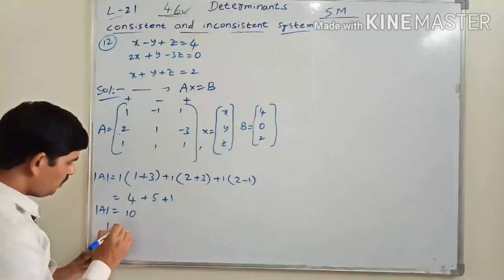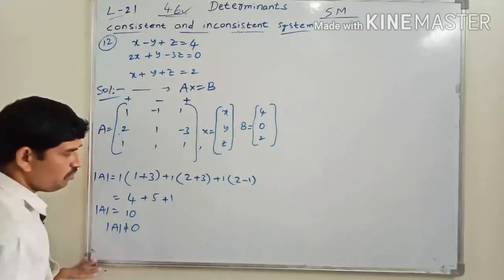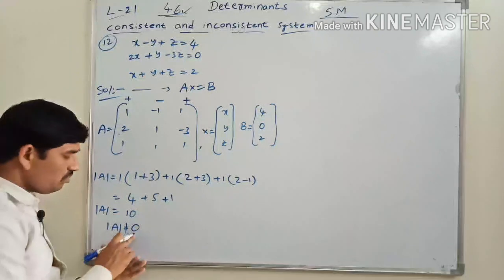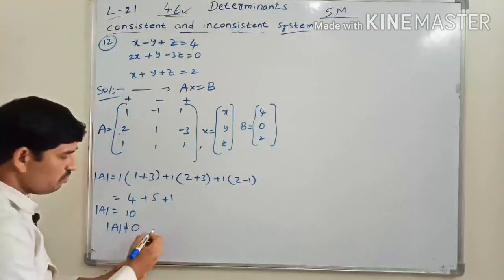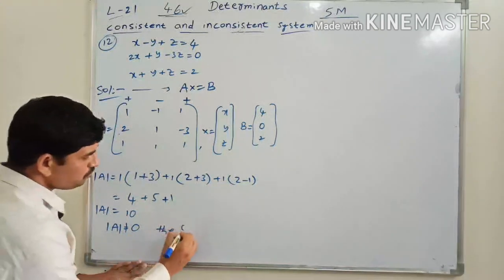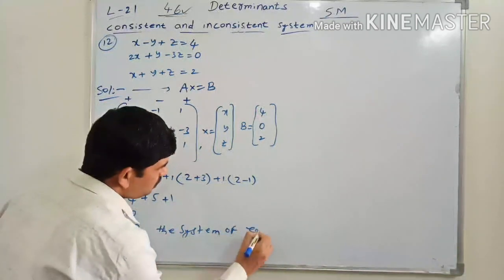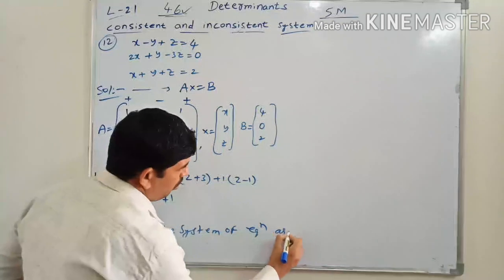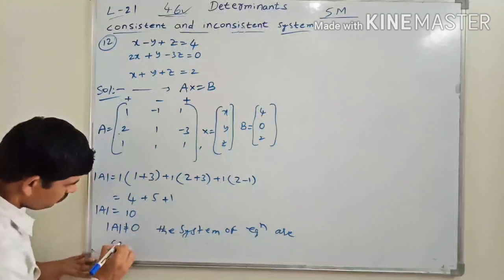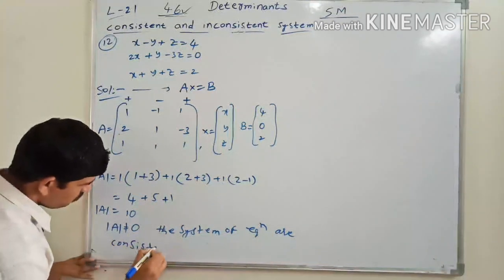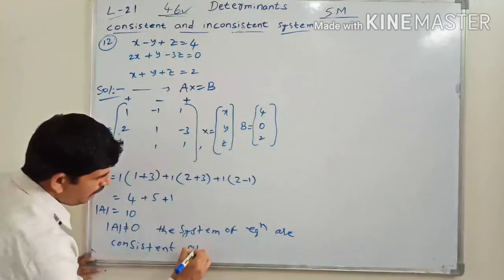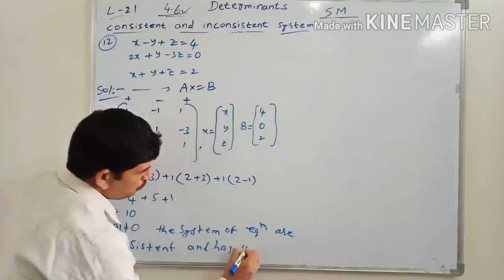So if we got the determinant of A equal to 10, it means determinant of A is not equal to 0. If the determinant of A is not equal to 0, we will say the system of equations is consistent and has a unique solution.